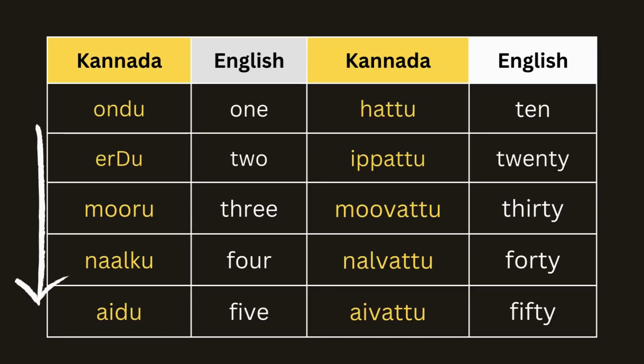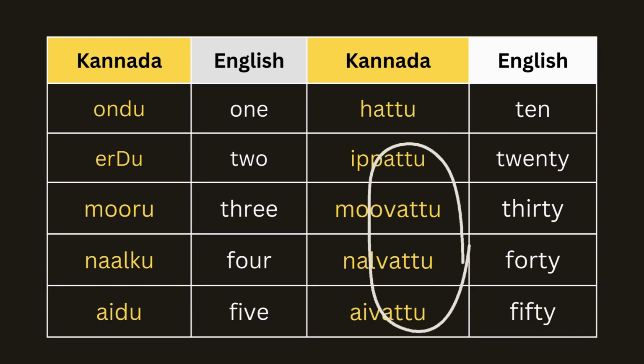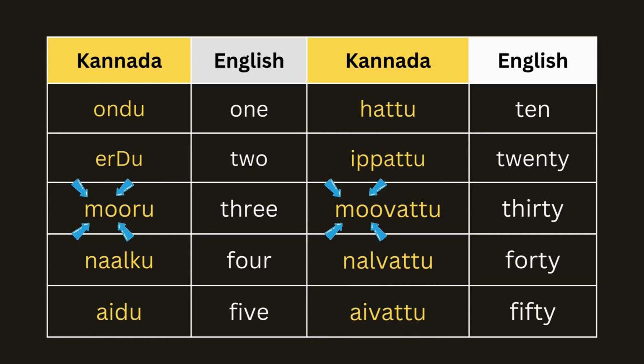Alright, the Kannada numeral sounds from 1 till 5 and the sounds of their tens. Consider bookmarking this as this can be handy. Now, look at the ending sounds in the third column representing tens values in Kannada. Notice how hattu, ippattu, muvattu, etc. end with something that sounds like attu. Notice how the Kannada equivalents for 3 and 30 begin with the mu sound, as in muru and muvattu.